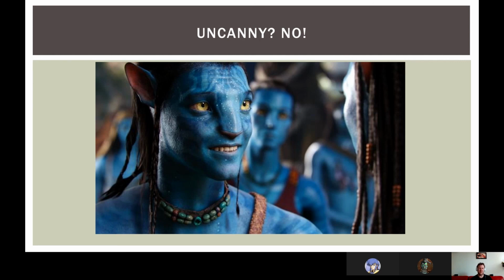The proportions are different for these aliens. The skin tone is different. It's everything to separate the real humans from the aliens, the characters in this movie. And they're still human-like, they are still humanoids, they're still very appealing because of the shape of the face, the mouth, the eyes. But there is no Uncanny Valley effect at all.